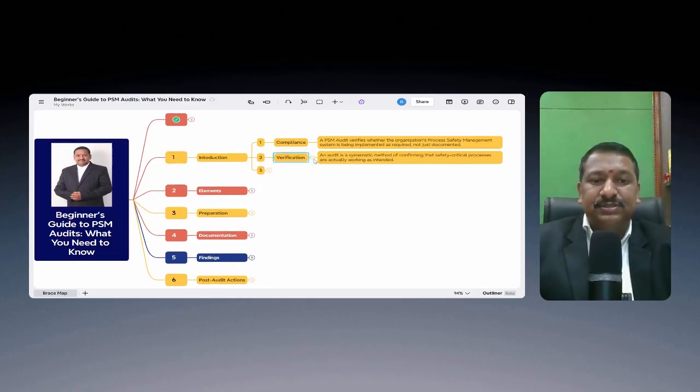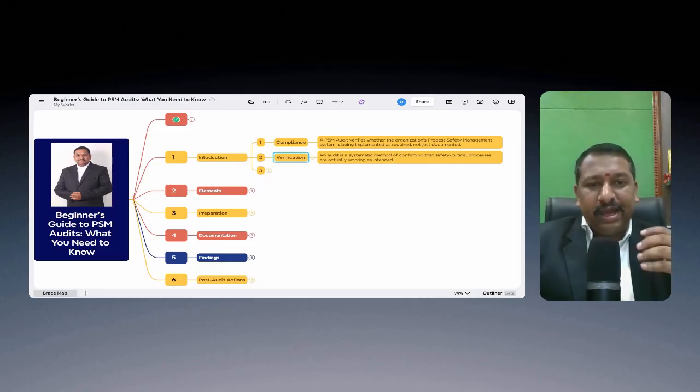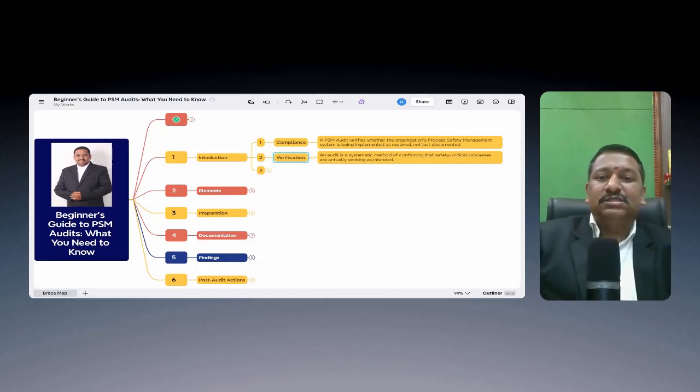Second is verification. An audit is a systematic method of confirming that safety critical processes are actually working as intended. So many interlocks are provided to the process, but actually the interlocks are not working. Actually protective layers are not working. So by these PSM audits we will be able to verify and confirm that the safety critical processes are actually working as intended.